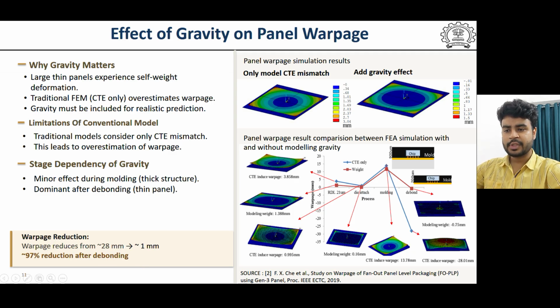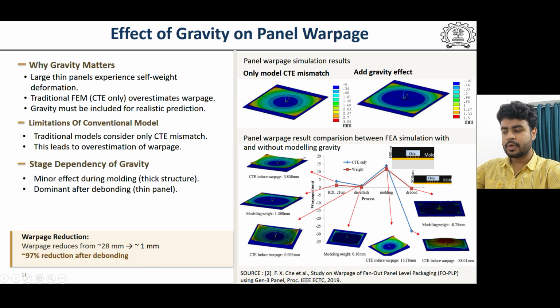What are the limitations of conventional models? Traditional models assume that warpage is caused only by thermal mismatch, but in reality there is an additional mechanical effect, that is gravity. Because of this missing factor, simulations predict much higher deformation than what is actually observed. On the right side we can clearly see the simulation results. The first case shows warpage due to CTE mismatch only, and the second case includes the gravity effect. The deformation becomes significantly smaller when gravity is included.